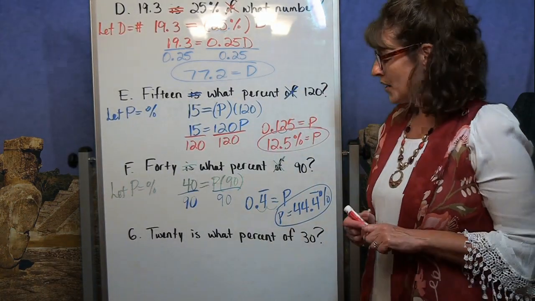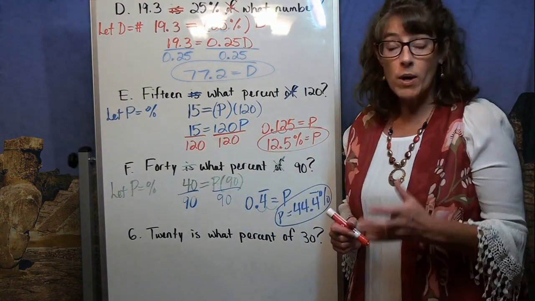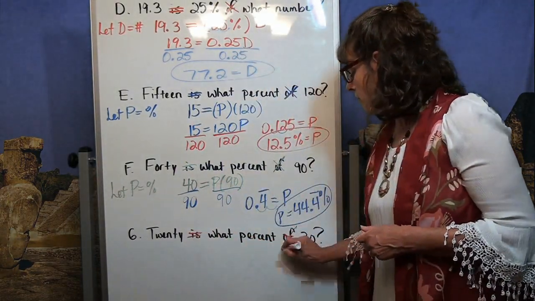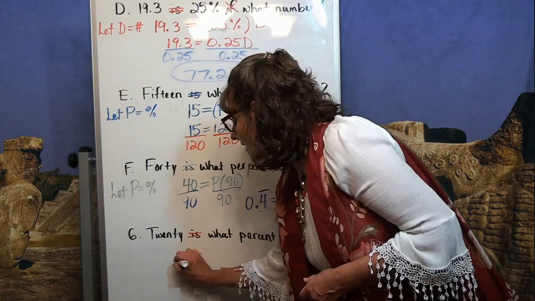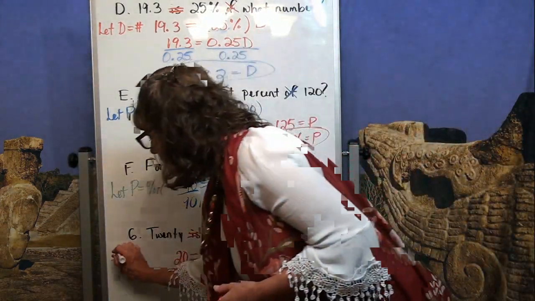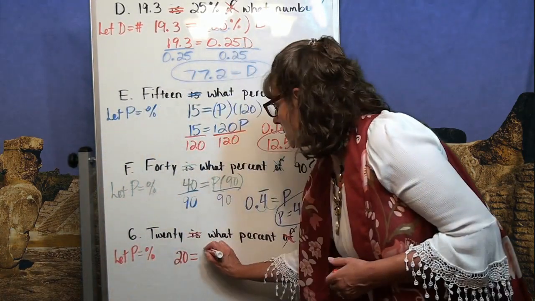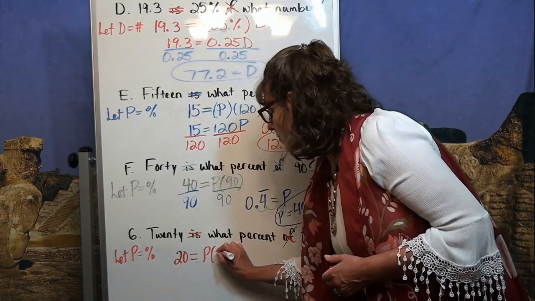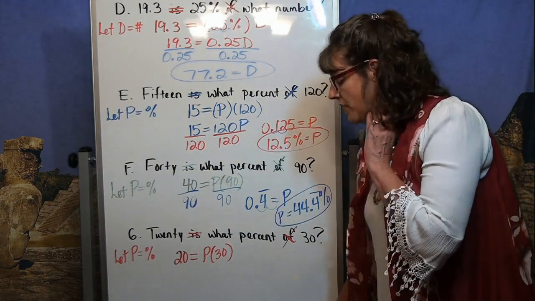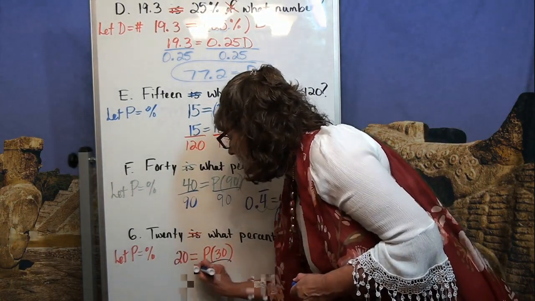All right, last one here. 20 is what percent of 30? Once again, one last time, is means equals, of means multiplication. So that tells me that I have 20 equals, the percent is what I don't know. We'll go ahead and use that P one more time. So it's going to be P times that 30. And so what I want to do now is divide both sides by that 30 to get that P by itself. Divide by 30.